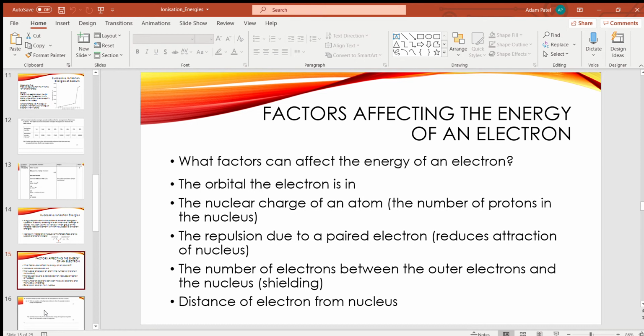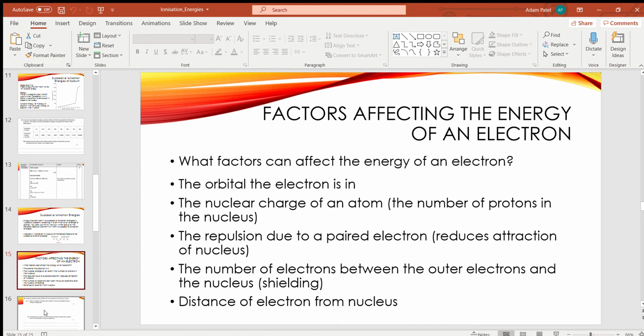Subshells also matter. Which shell is that subshell in? Obviously p subshells are usually going to have more energy than s subshells. And shells themselves are energy levels. So shell 1 has a lower energy level than 2, which has a lower energy level than 3.